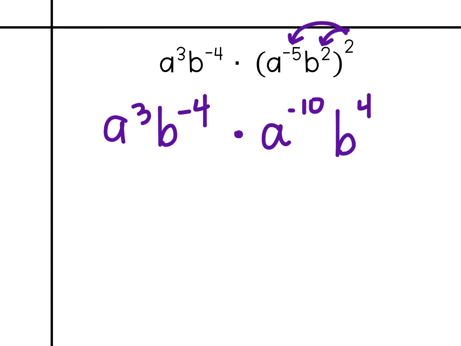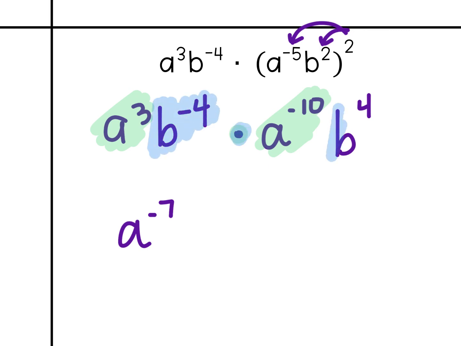Okay, but now from here, I could do each letter separately. So a to the 3rd power times a to the negative 10. When you are multiplying letters, you add their exponents. 3 plus negative 10 would give me negative 7. And the other letter, b, I have b to the negative 4 times b to the 4th. When you multiply letters, you add their exponents. Negative 4 plus 4 gives me 0.